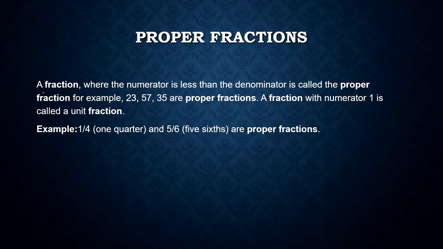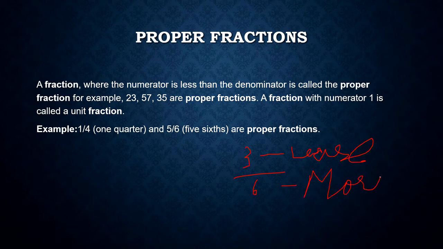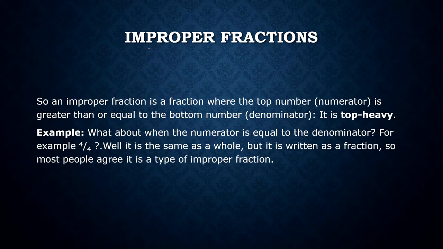Proper fractions. A fraction where the numerator is less than the denominator is called a proper fraction. So 3 by 6 is a proper fraction. How? Because the numerator is less than the denominator. Less, and then this is going to be more. So probably you must have understood.